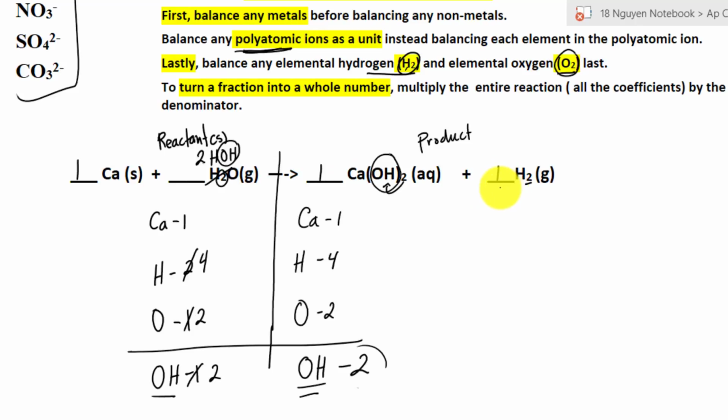And this proves the law of conservation of matter, because the number of each element on the reactant side is equal to the number of those elements on the product side. So both sides will have an equal number of moles, as well as an equal number of grams, or an equal number of atoms.